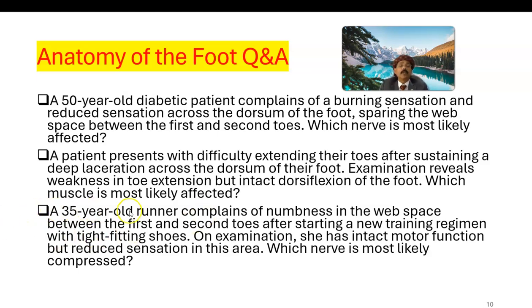A 35-year-old runner complains of numbness in the web space between the first and second toe after starting a new training program with tight-fitting shoes. On examination, she has intact motor function but reduced sensation in this area. Which nerve is most likely compressed? That is the deep fibular nerve, as it is cutaneous innervation.